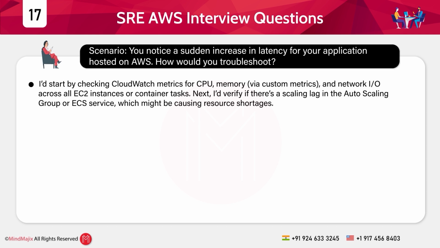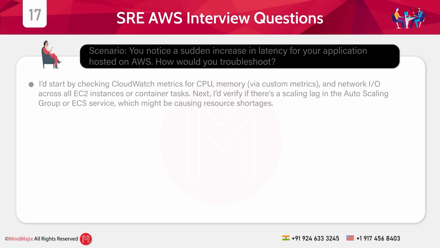Apart from this, you can also check the health and latency metrics of the ELB to see if the issue is isolated to certain availability zones. So if the application depends on RDS or DynamoDB, you would check the query performance and throttling rates. For network-level problems, AWS X-Ray or VPC flow logs can help you identify the bottlenecks. Finally, you can implement short-term scaling or caching fixes while investigating the root cause to prevent the recurrence.